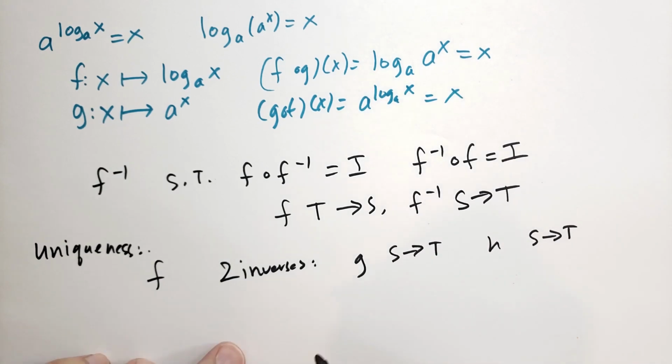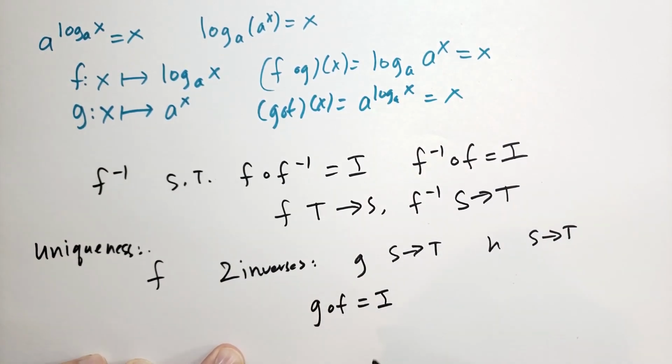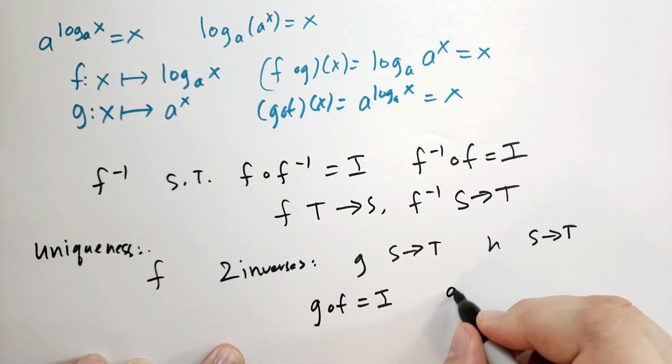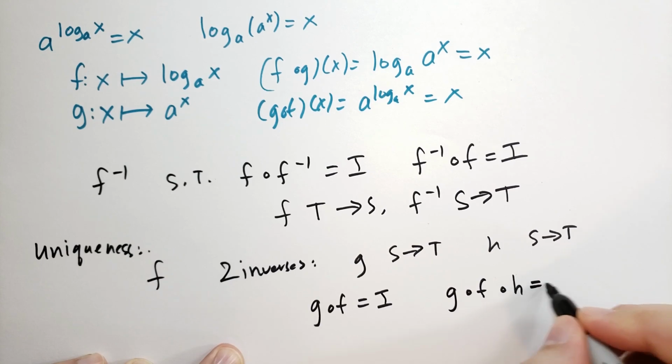I'm going to give you a little hint. g applied to f is supposed to give you the identity. What about g applied to f applied to h? What is that supposed to give you?